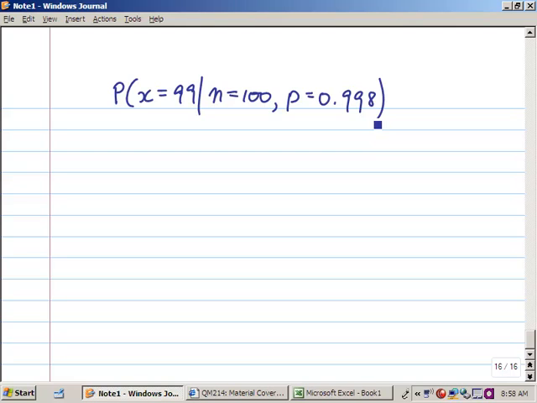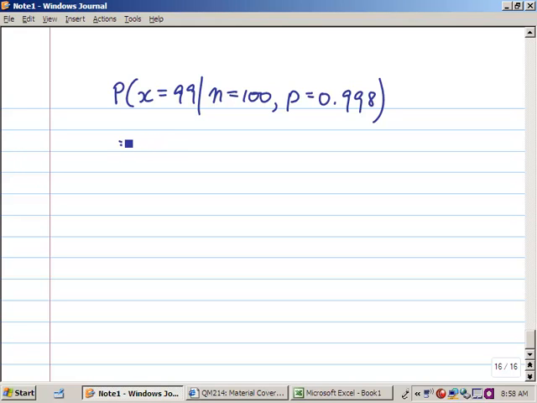Alright, one more along the same vein. The probability that x is equal to 99 out of 100 trials, probability of one success on one trial, 0.998. This could be the probability of finding exactly one defective, or 99 good items out of 100, where the probability of one good item is 0.998. Again, I'd like you to pause the video and continue when you're ready.